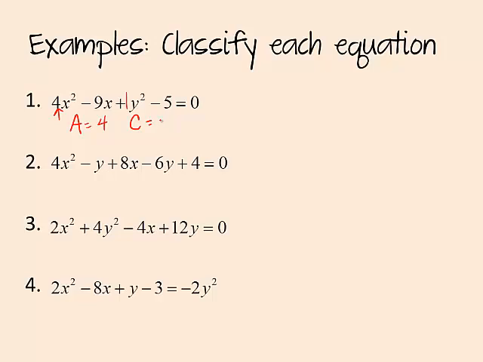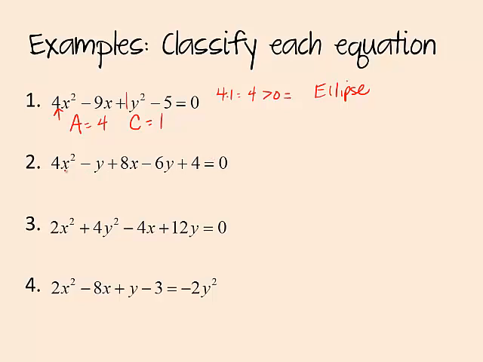c is a 1. So 4 is not equal to 1, obviously, so it can't be a circle. And 4 times 1 is 4. That's not 0, so it can't be a parabola. 4 times 1 is 4, which is greater than 0, which means it is an ellipse. Yes, I want you to write these out and spell them correctly. That is required.